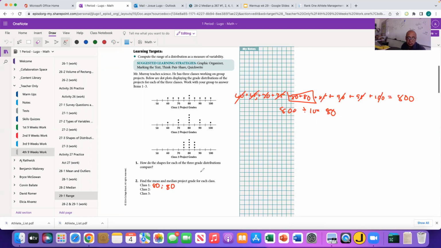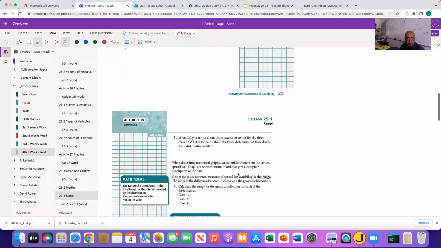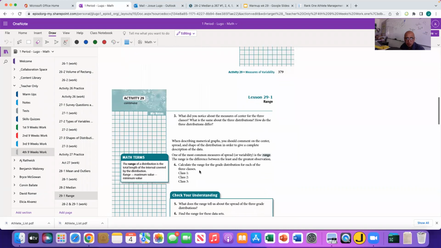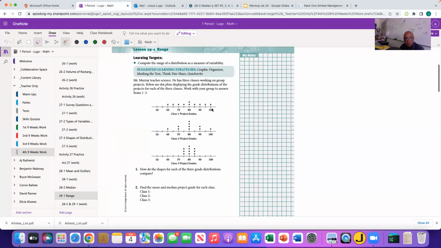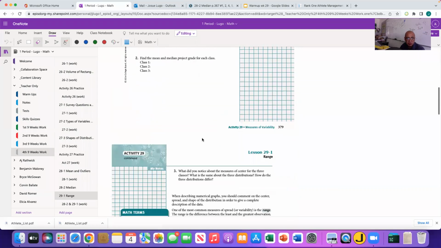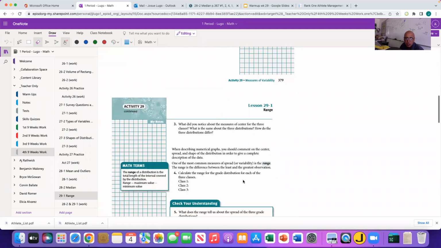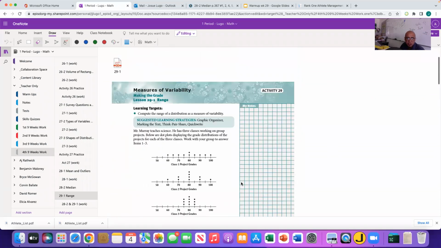All right, and you're going to do the same thing. And then finally, you would go on to number 4, which says, calculate the range, which again, range will be the maximum value minus the minimum. So this would be 100 minus 60, the range would be 40. And that's pretty much it. We can talk more about that later.